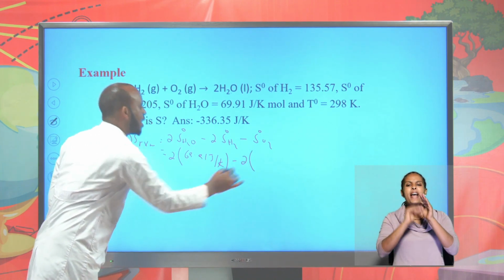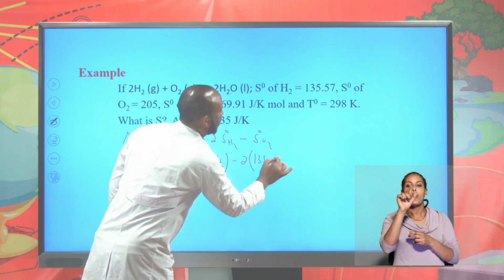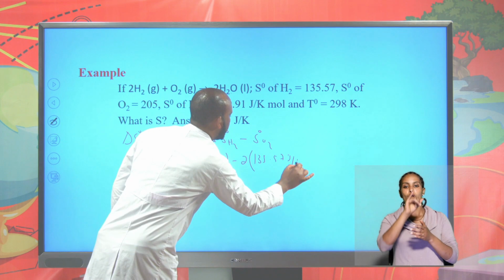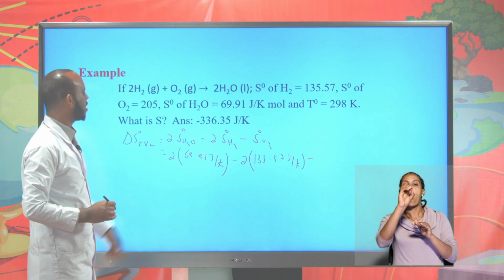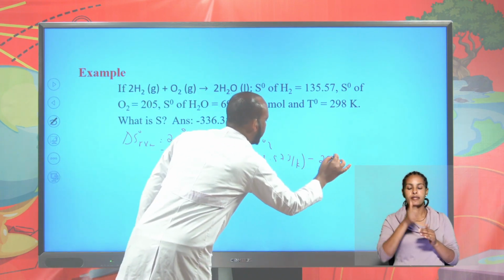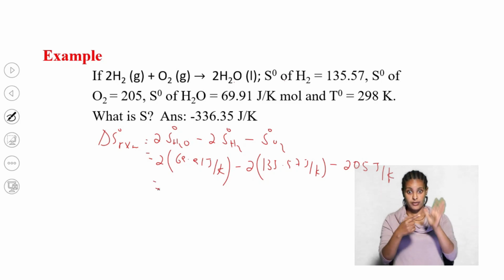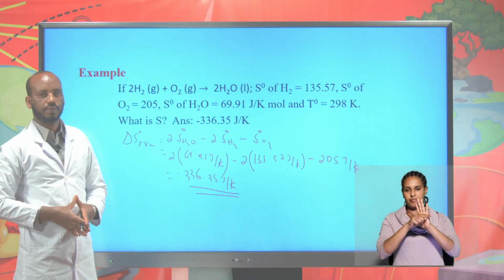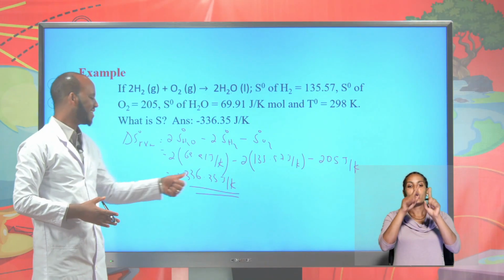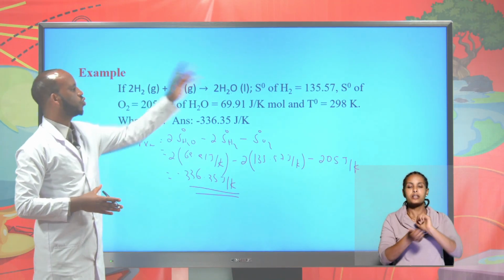Minus 2 times molar entropy of hydrogen, which is 135.57 joule per Kelvin. Minus molar entropy of oxygen, which is 205 joule per Kelvin. Now this gives minus 36.35 joule per Kelvin. You see, it's negative. Entropy change delta S is less than 0. You see the change from gas to liquid.